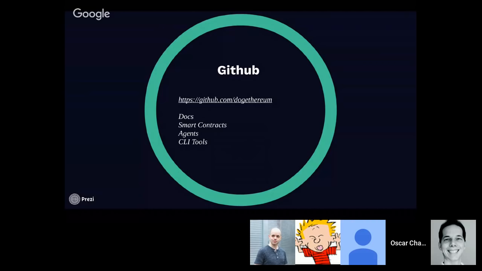Again, on github.com/Ethereum, you can find our pull request. There are 4 main components: the documentation, the smart contracts, the external agents to the bridge, and command line tools.